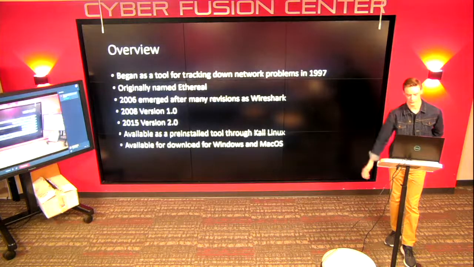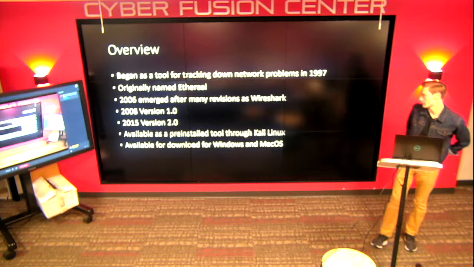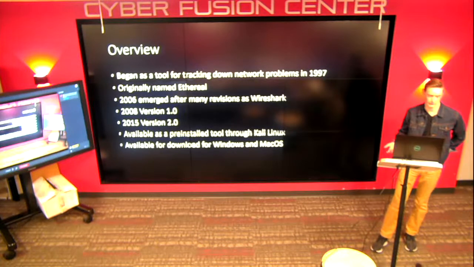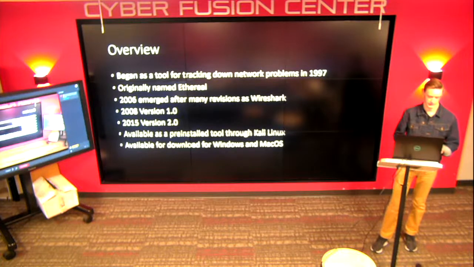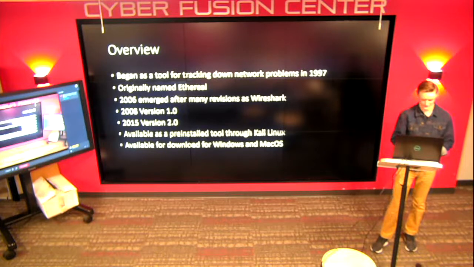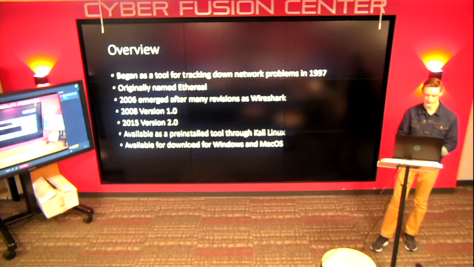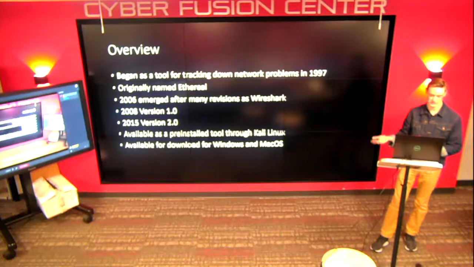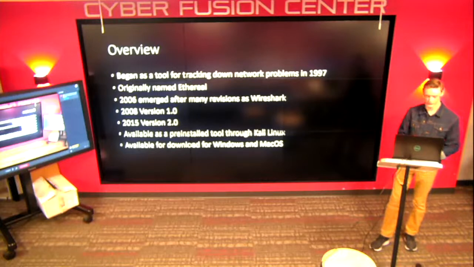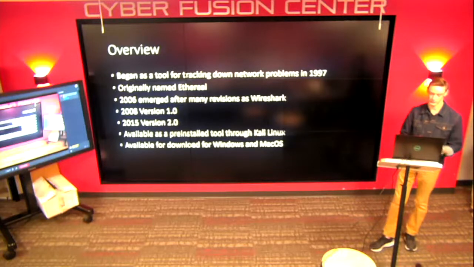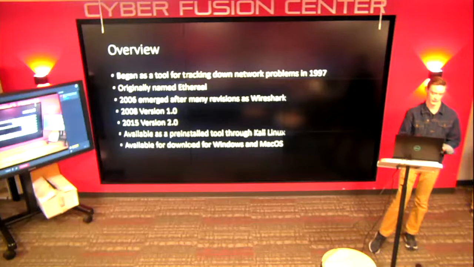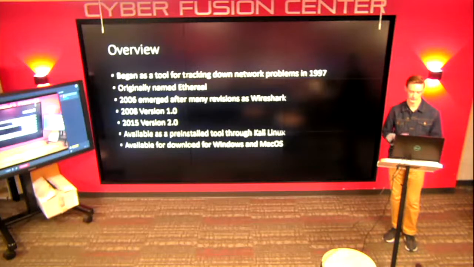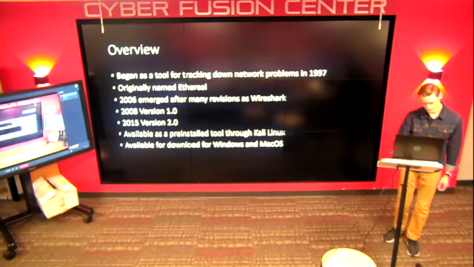Basically, an overview of Wireshark: it began as a tool for tracking known network problems in 1997, since there was no tool that really filled that niche for TCP/IP and scanning your network. It was originally called Ethereal. In 2006 there were a few revisions, and it emerged as Wireshark after a few copyright disputes. Version 1.0 came in 2008 and version 2.0 in 2015. It's a pre-installed tool on Kali Linux, but it's also available for download on Microsoft Windows, like 10 and 8, or macOS.